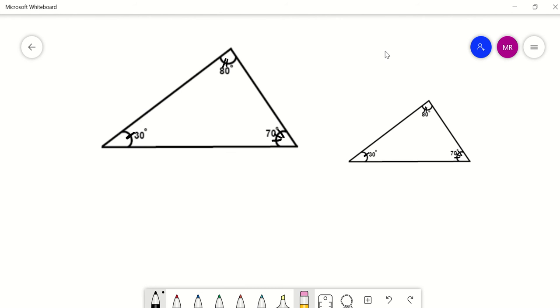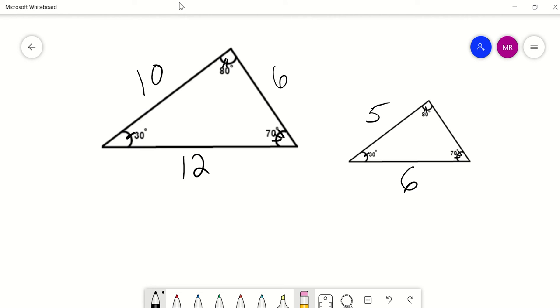So let's give some side lengths to this. Let's say we have a side length of 10 here and a side length of 12 here. And let's say over here we have a side length of 5 and a side length of 6. Okay. And I'm going to give a third side length as well. Let's go with 6 there for our side length.